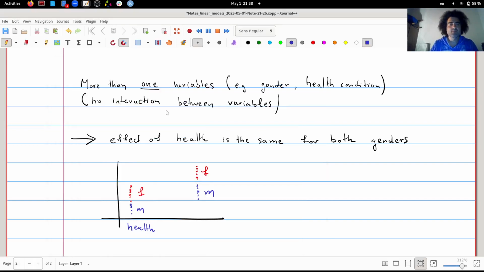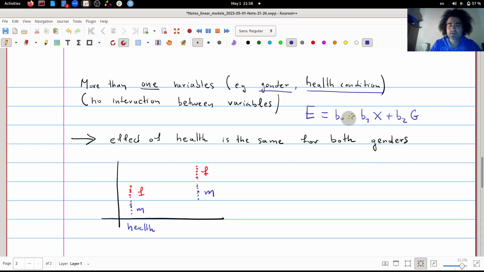Okay, let's go now to a situation that's a bit more complicated, where we have two explanatory variables, not just one, more than one explanatory variable. For example, gender and health condition. So besides the health condition that we saw in the previous videos, now we also have the gender, which means that now we try to explain the expression value as a function of the intercept plus b1 for the health condition plus b2 for the gender condition.